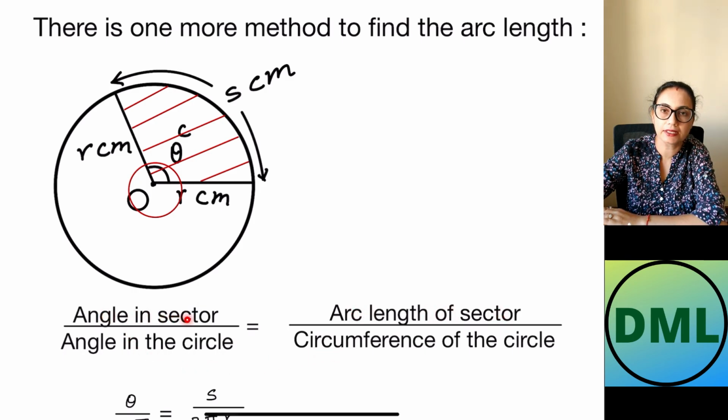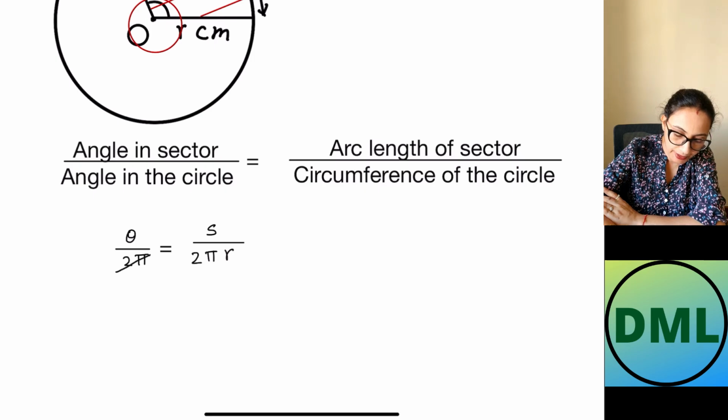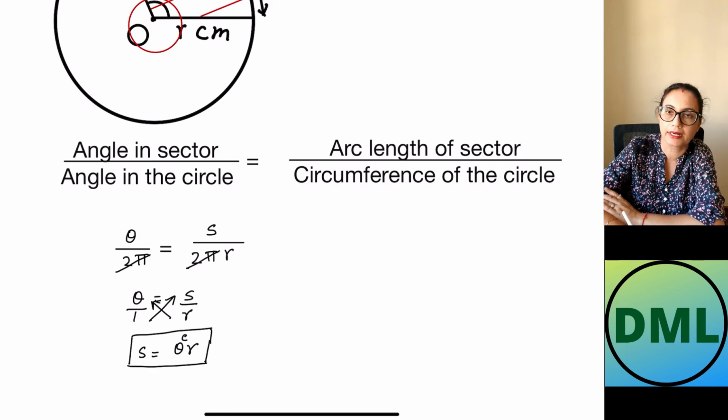If you have written the sector on the top, the arc length of the sector will come here on the right hand side as a top. Let's write down the values here. Angle in the sector is theta divided by angle in the circle, which is 2 pi, which equals arc length of the sector s divided by circumference of the circle, 2 pi r. I need to solve this. As we can see from here, 2 pi got cancelled with 2 pi. You are left with theta over 1 is equal to s over r. If I do the cross multiplication here, my s will be given by theta r. Theta is in the radian mode. This is the same answer we got for the arc length of the sector.